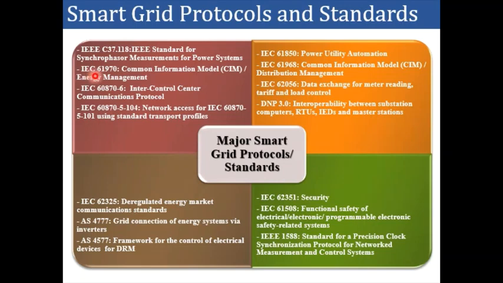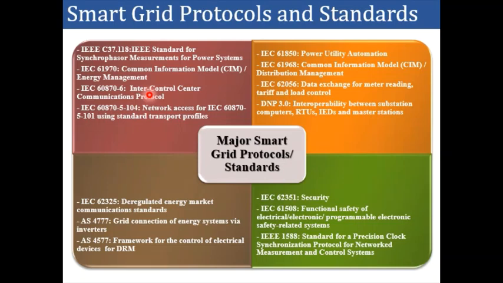Then next is IEC 61970, which is Common Information Model for Energy Management System. So this we will discuss when we will talk about the smart grid interoperability. Then IEC 60870-6 is the Inter-Control Center Communication Protocol. So this protocol is utilized to communicate the data between two control centers. So this we will discuss when we will discuss the SCADA protocols.